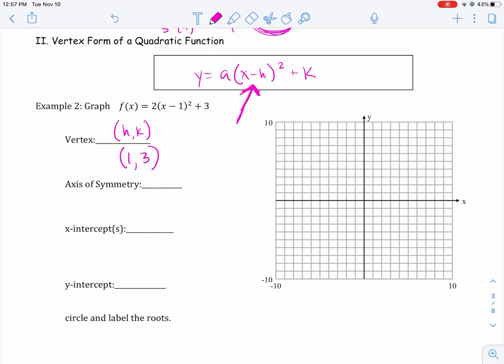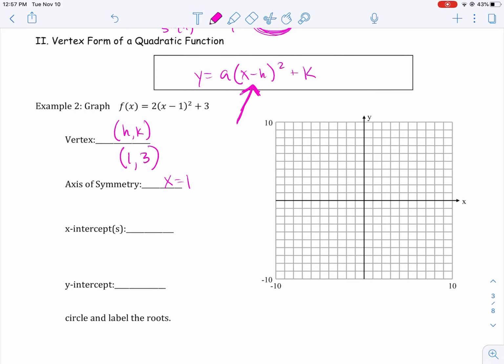The axis of symmetry. In order to find that, we need negative b over 2a. I could essentially multiply that out and try to find all that stuff, but what's nice about vertex form is we don't have to use this formula anymore. It already gives us our vertex, so we just need to account for our x value. It's just a 1. So our axis of symmetry is just x equals 1.